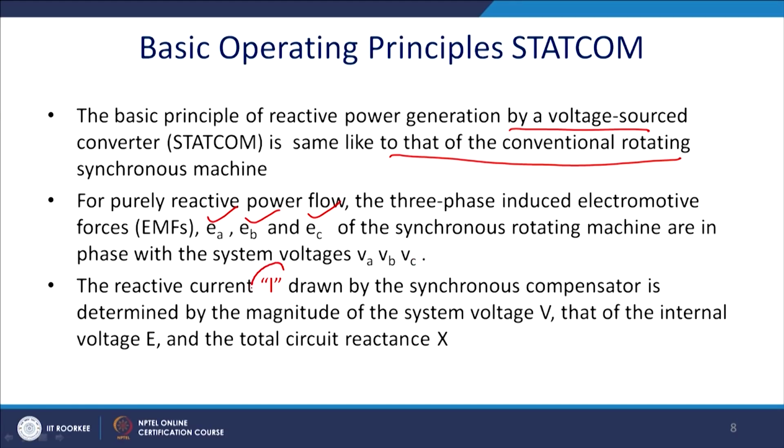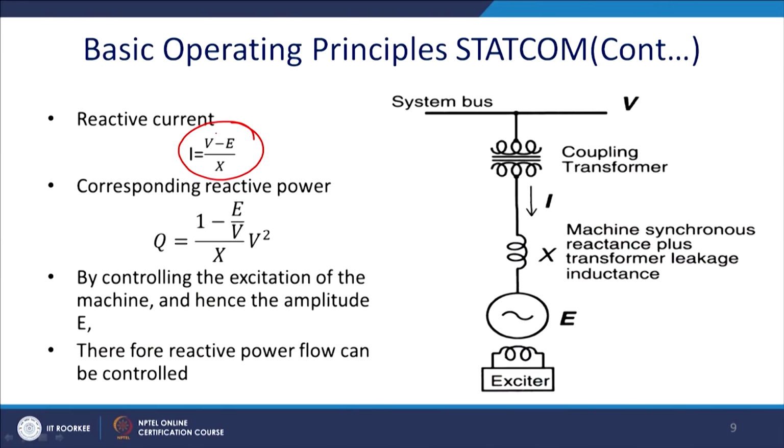The reactive current I, we shall derive it, drawn by the synchronous compensator is determined by the magnitude of the system voltage V and that of the internal voltage or back EMF E, depending on whether E is more than V or vice versa. The total circuit reactance is treated as X. So the reactive current I equals V minus E by X, or it may be E minus V by X.